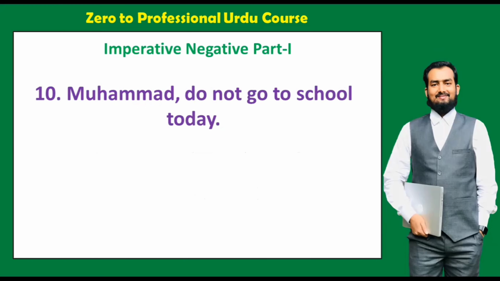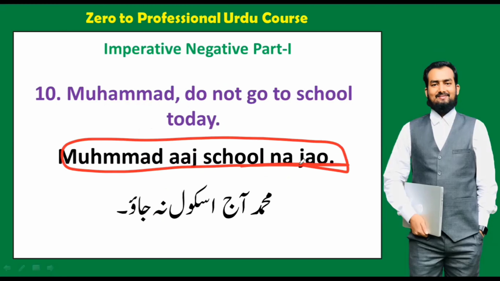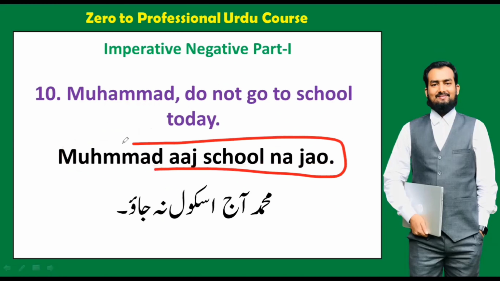And the coming sentences will be in general, I mean that there will be no context. So in this case we will say Muhammad aaj school na jao. So this is the name of a person, that is why we said Muhammad first, and then aaj and go to school, school jana. Okay, so do not, because of negative we said na. You can also say here mat. Okay, so Muhammad do not go to school today, how will you say? We will say Muhammad aaj school na jao.